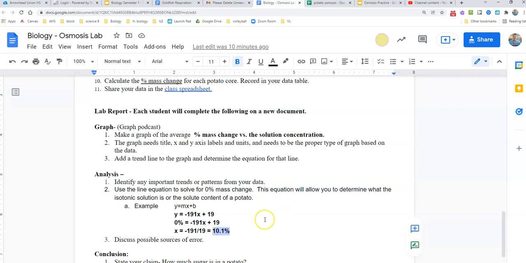This number right here gives me when a cell is placed into an isotonic solution. Based upon all of our data, we can suggest that potatoes have approximately 10.1% solute in their cells, and that solute mainly being starch.